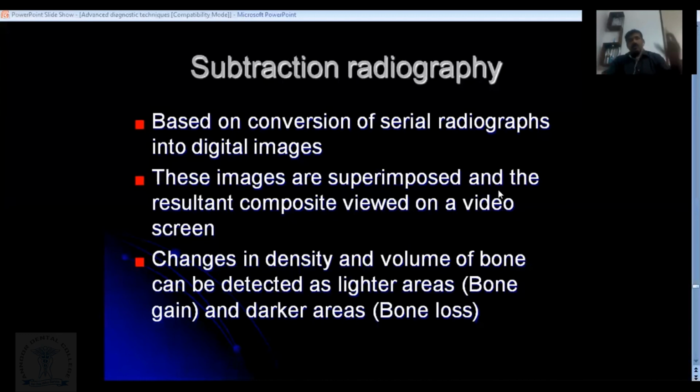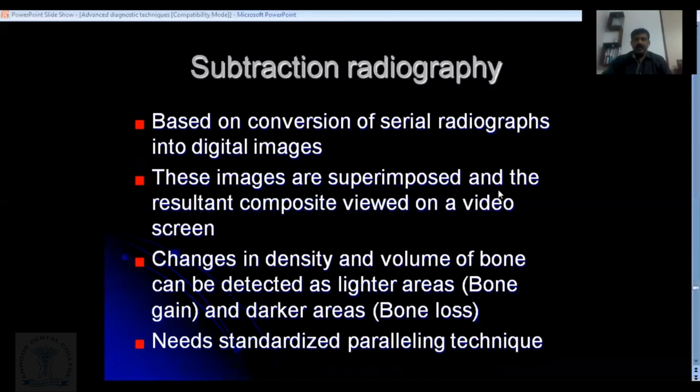So what you do? You take the first radiograph before your procedure, as I told you. Then you take radiographs at different intervals of time, and you superimpose all these radiographs into one area, and then you look for changes, whether from the baseline bone is formed or from the baseline bone has come down. If bone is formed, it may appear as lighter areas. If bone has come down, it may appear as darker areas. That is known as subtraction radiography. You subtract all unchanged things so that only the changes will be seen. That is the basic idea in subtraction radiography.